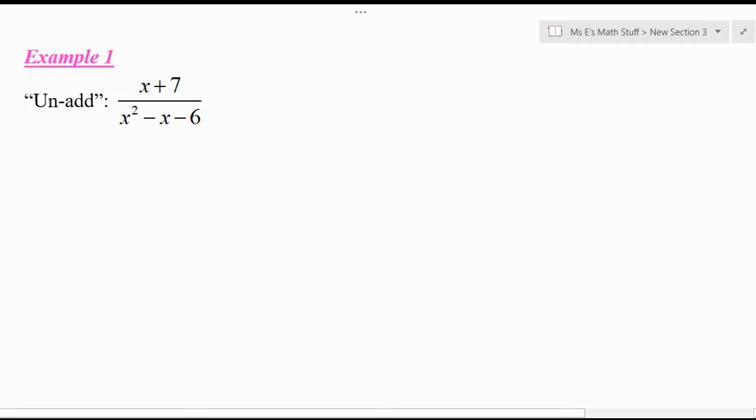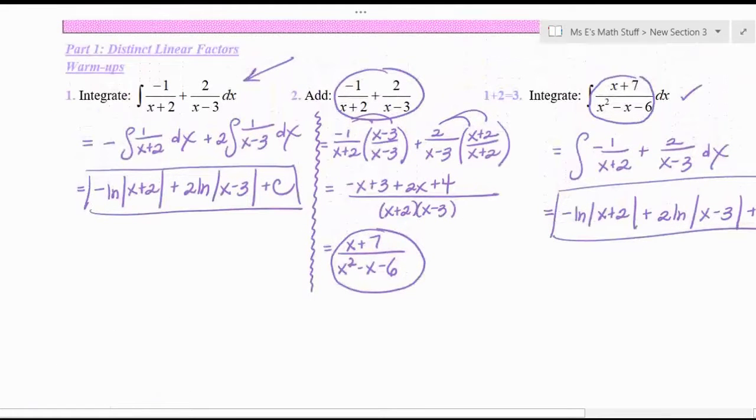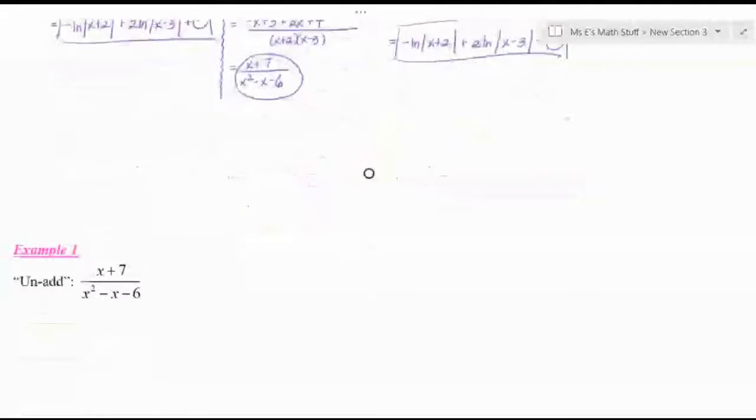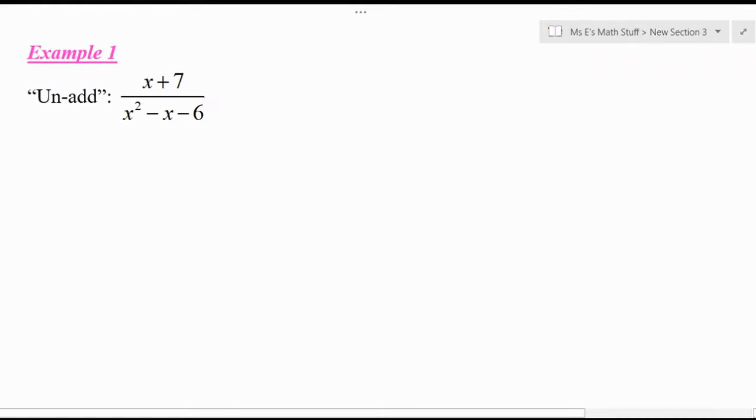So for example 1, you can see I am recycling from the warm-up. So you should already know the answer, right? x plus 7 over x squared minus x minus 6. How did we get that? This is the answer, but now let's talk about a procedure for how to get the answer if you don't already know it. For this one, I'm going to show more steps than I usually would, and then at some point I'll start skipping steps, and it's up to you how many steps you want to show as long as you have something that works for you.